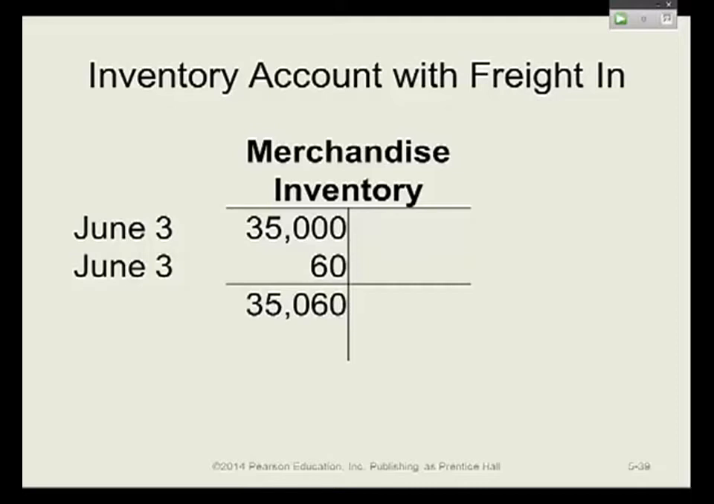So let me go back here and tell you again on 6.3, we now have a $60 increase in the cost of inventory. Now what I want you to carefully take into consideration is that accounts payable did not change in this case. You're not paying the seller for that shipping.